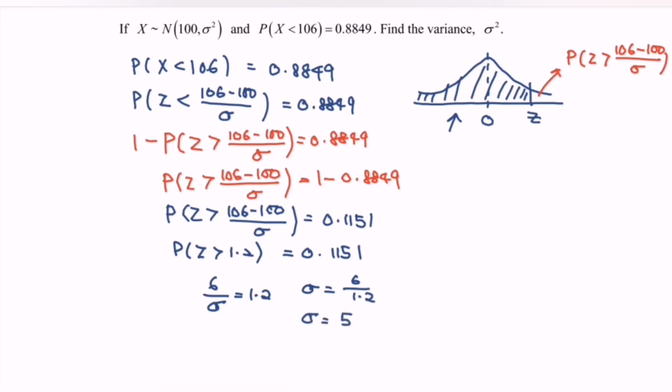The question asks us to find the variance. So the variance will be equal to the standard deviation squared. So the variance will be 25.